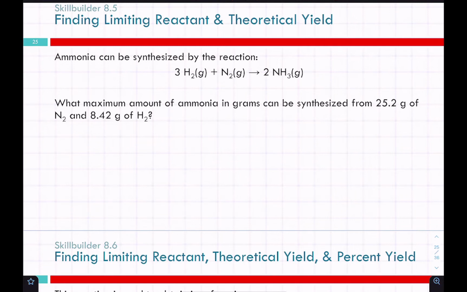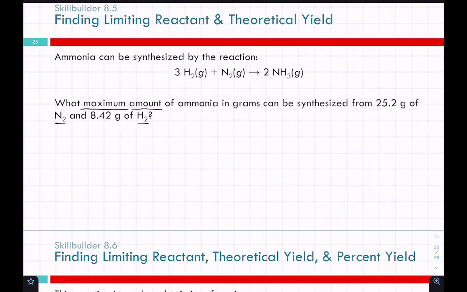Okay, so here's another way of phrasing a limiting reactant problem, and probably the wording that causes the most confusion. It says, what maximum amount of ammonia in grams can be synthesized from 25.2 grams of nitrogen and 8.42 grams of hydrogen? Also note, these are N2 and H2. So this is a limiting reactant problem. Nothing changes, just the way the question is worded.